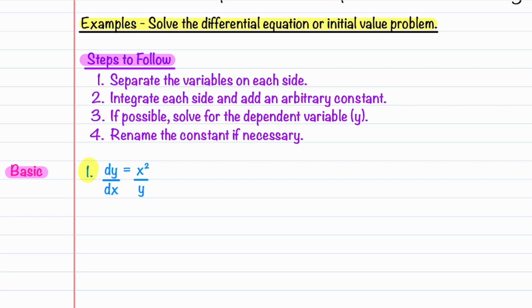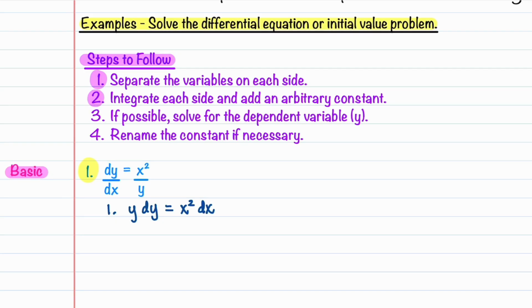I have labeled this example as basic, and I thought it would be a really good one to start with. The first thing that we're going to do is separate the variables on each side. I'm going to bring the y to the left and the dx to the right. So we have y times dy is equal to x squared times dx.